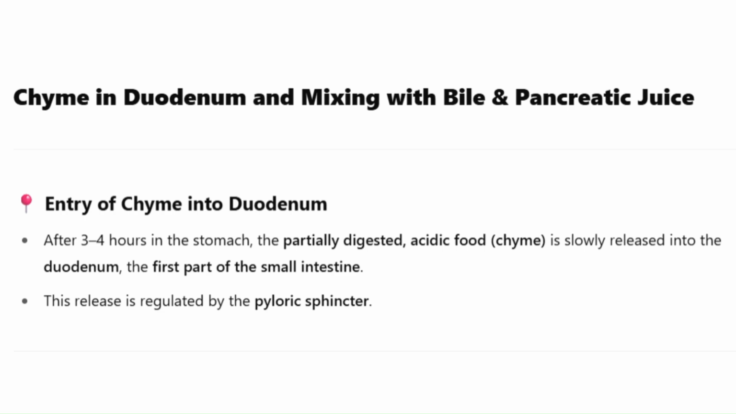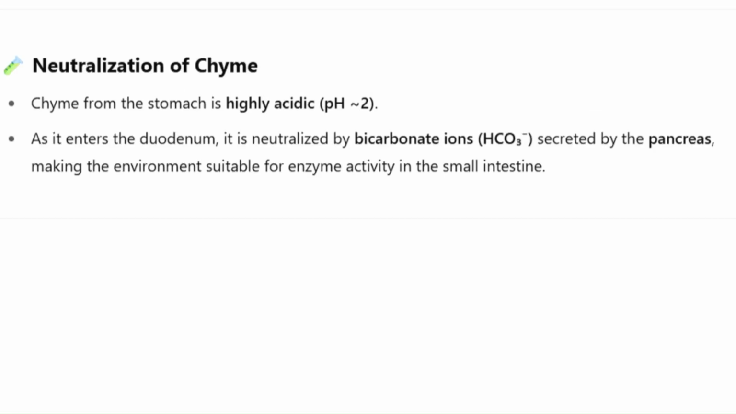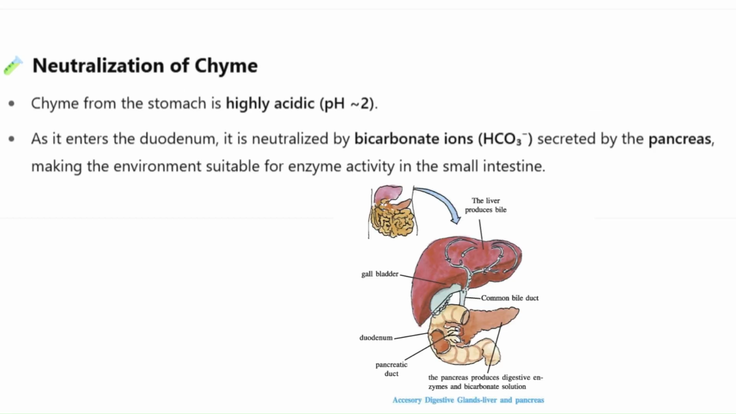This release is regulated by the pyloric sphincter. Neutralization of chyme. Chyme from the stomach is highly acidic, pH 2. As it enters the duodenum, it is neutralized by bicarbonate ions, HCO3, secreted by the pancreas, making the environment suitable for enzyme activity in the small intestine.